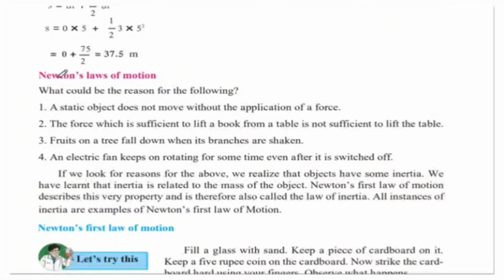So now we learn Newton's laws of motion. What could be the reason for the following? A static object, that is an object at rest, does not move without the application of a force. For example, if you keep a pen on the table, it will not move unless you push it or pick it up. The force which is sufficient to lift a book from a table is not sufficient to lift the table. If you try to lift your book with just one hand, you will be able to. But if you try to lift a table with one hand with the same force, you will not be able to lift the table.